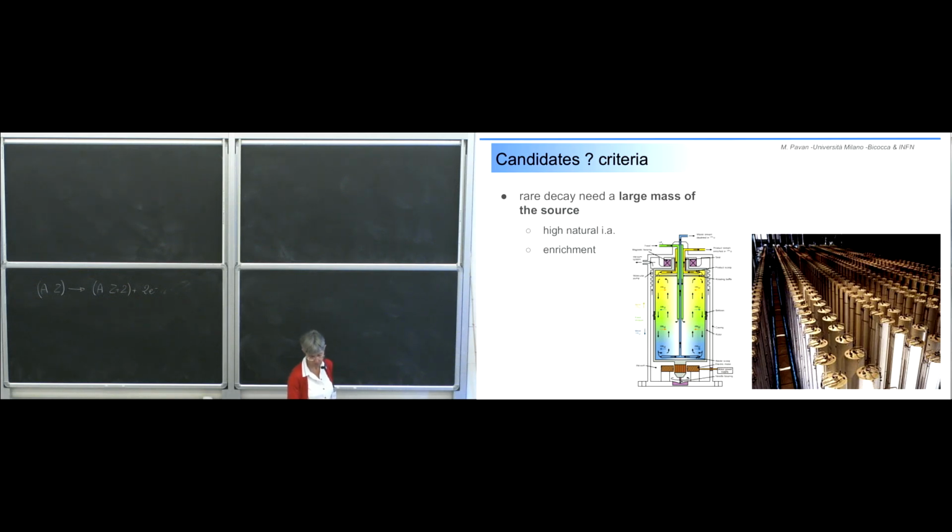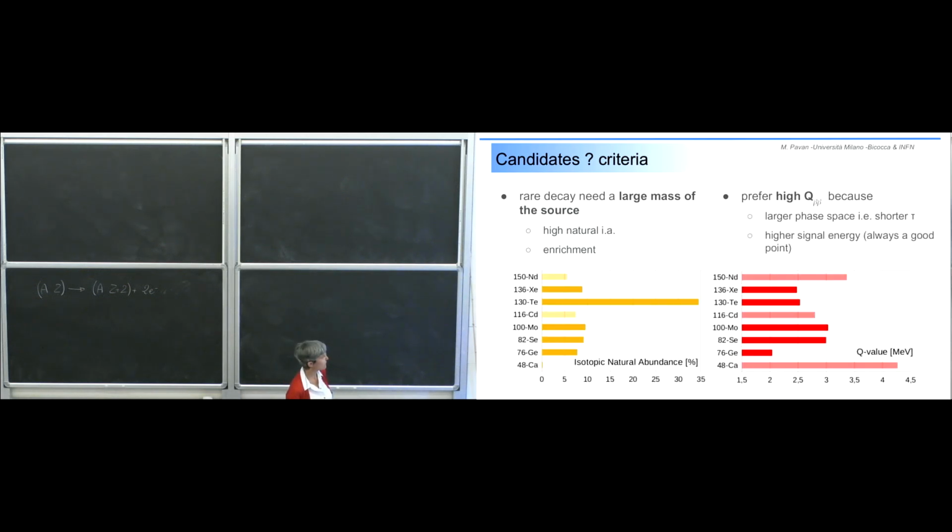But it doesn't work for all the isotopes. And the one that is well known that can't be enriched is calcium. And so with calcium there have been double beta decay experiments done using natural material many years ago, but now it is not used anymore.